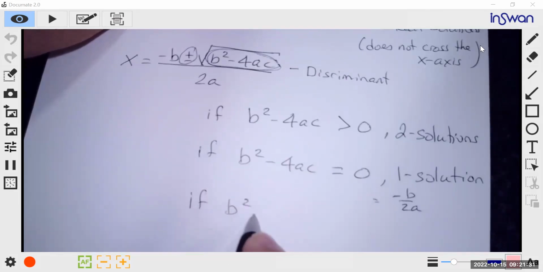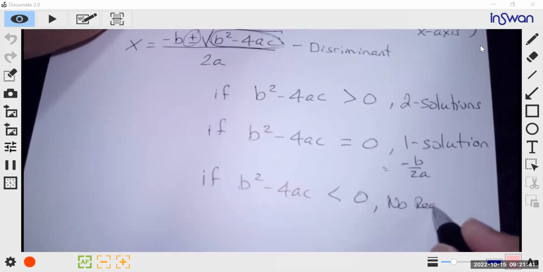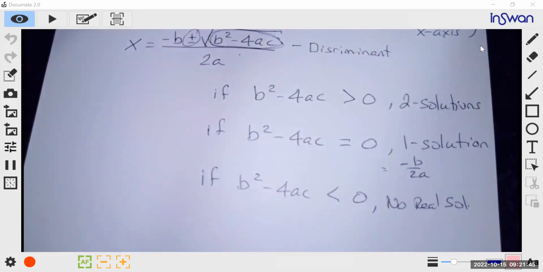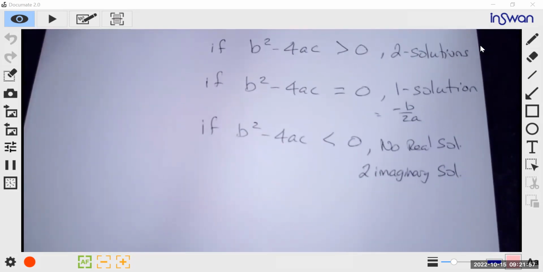And if the discriminant is less than 0, if it's negative, then we're going to have no real solutions. Because if it's negative, then we'll have imaginary solutions. We're going to have two imaginary solutions. So no x-intercepts. So far, so good? If you're asked just to tell me how many solutions you're going to have, you just do the b squared minus 4ac.